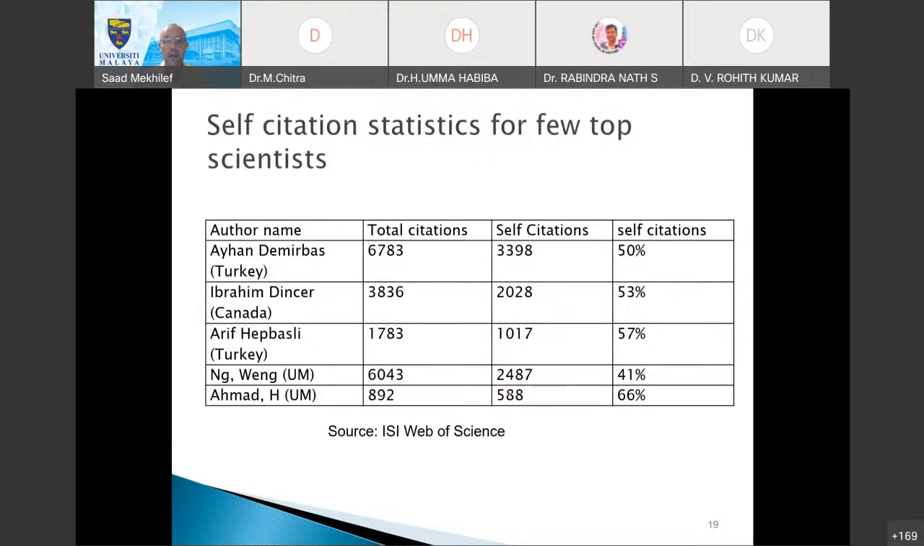And I can tell you about some of the authors. You see, self-citation 50%, 53%, 57%, 41%, 66%. This is not acceptable at all. You can search this from different countries, from different parts of the world, when you have self-citations. I hope now they have improved significantly, but this is not acceptable at all.